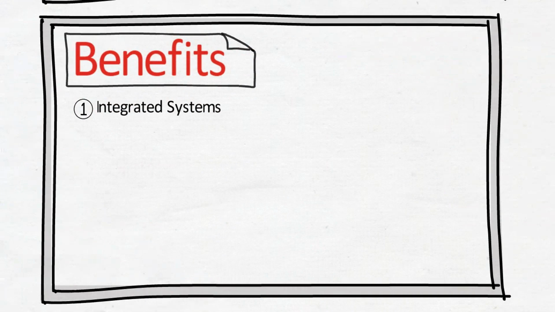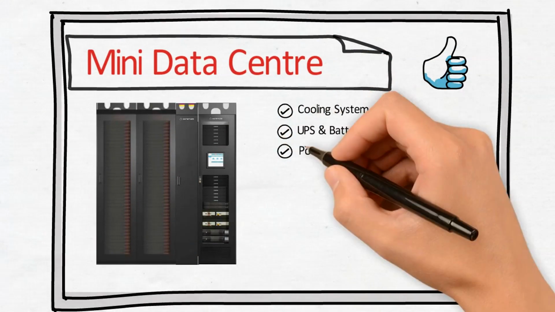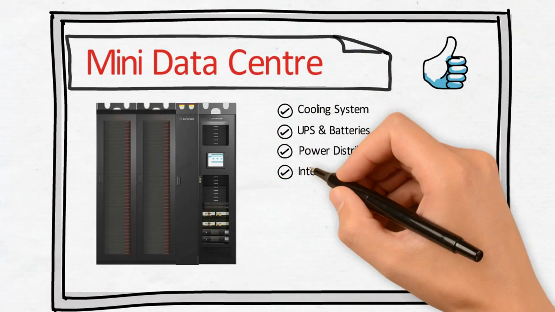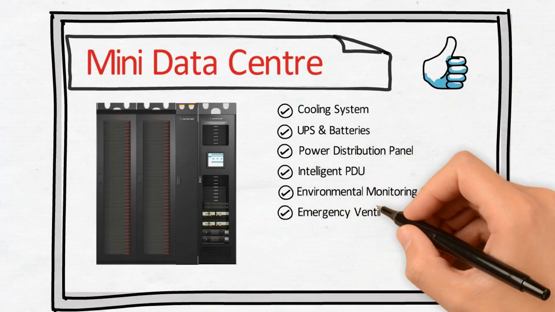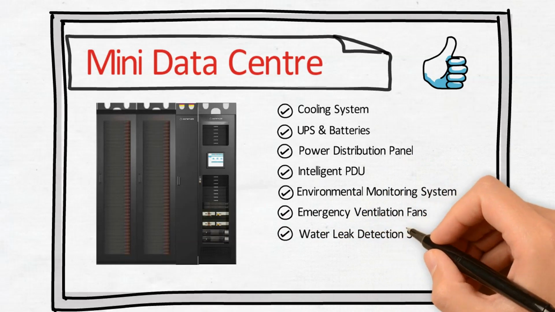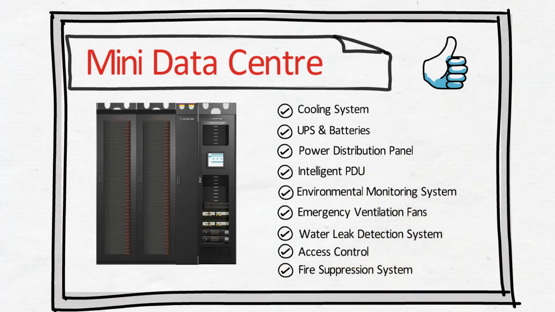First, it is integrated as an all-in-one solution which consists of all infrastructure of the data center: cooling solutions, modular UPS and battery, smart power distribution panel, intelligent power distribution unit, environmental monitoring system, emergency ventilation fans, water leak detection system, access control system, and fire detection and suppression system.